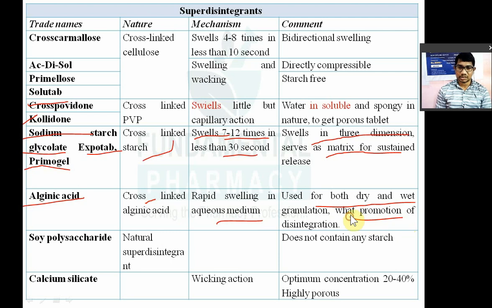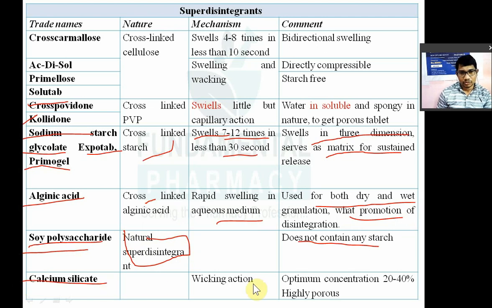नेक्स्ट आता है सोया पॉलीसेकेराइड. सोया पॉलीसेकेराइड क्या है? सोया है मतलब नेचुरल सुपर डिसइंटीग्रेंट. नेचुरल सुपर डिसइंटीग्रेंट, क्वेश्चन आ चुका है इसके ऊपर. नेचुरल सुपर डिसइंटीग्रेंट डज नॉट कंटेन एनी स्टार्च. नेक्स्ट होता है आपका कैल्शियम सिलिकेट. सो अगेन वीकनिंग एक्शन, वीकनिंग ऑफ टेबलेट. ऑप्टिमम कॉन्सेंट्रेशन इज 20 to 40%. इट विल प्रोड्यूस हाईली पोरस टेबलेट.